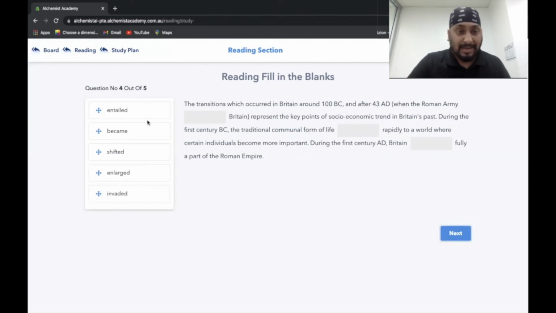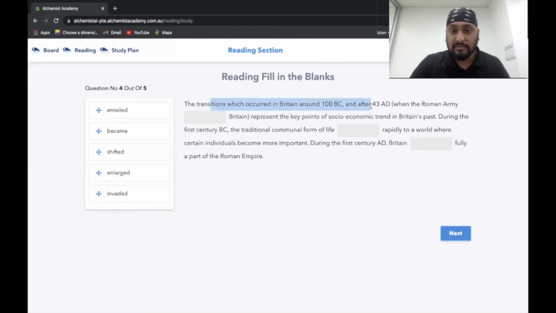Okay. Entailed, past, so it will be a verb. Became, verb. Shifted, verb. Enlarged, verb or adjective. Invaded, verb in the past form. Okay, the transitions which occurred in Britain around 100 BC and after 43 AD, when the Roman army dash Britain, when the Roman army dash.